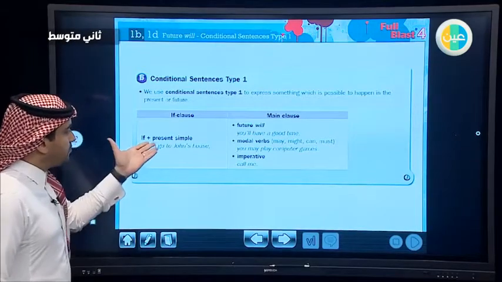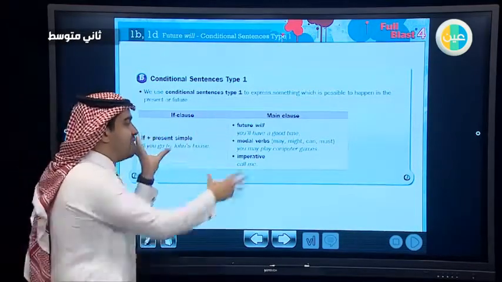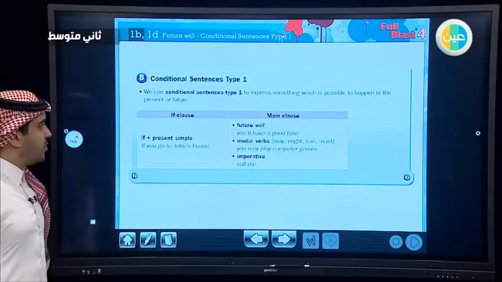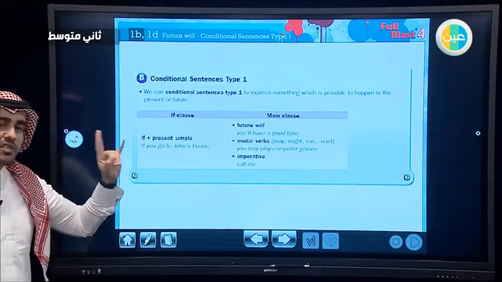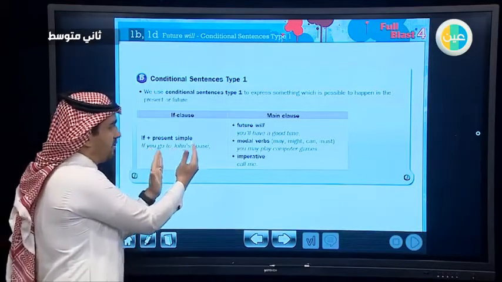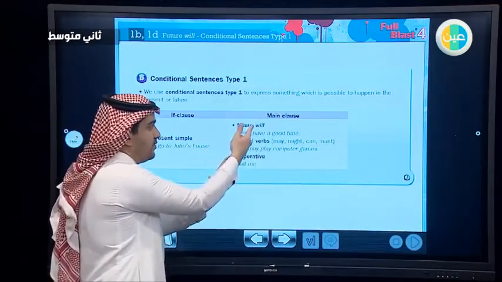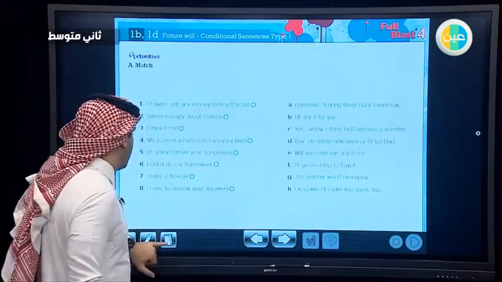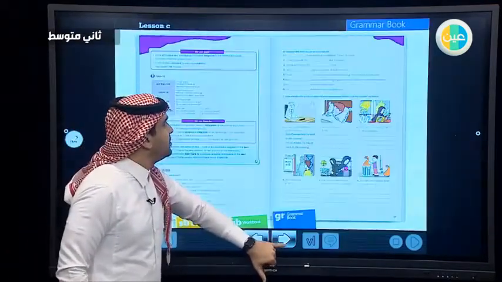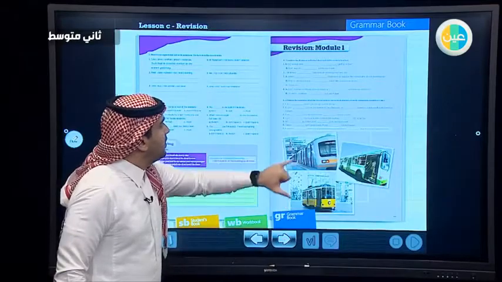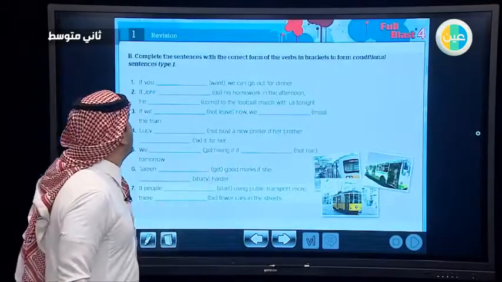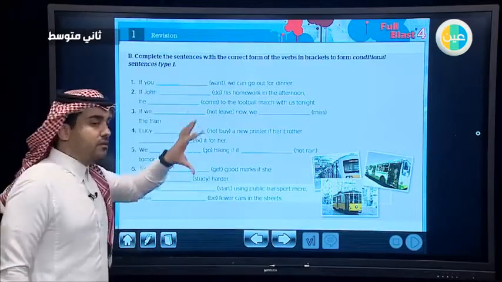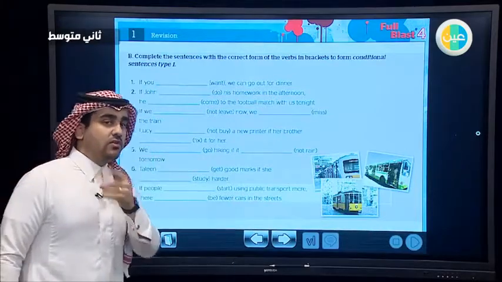So we have an if clause, we have a main clause, and we can also flip those and get rid of the comma. So this is the conditional sentences type 1. Present simple and one of those three: future will, modal verb, or imperative. Now let's go to the exercise in the revision part. So here it is, number 2, or exercise B. We will do some of them, we will not do the whole thing, but you need to do this on your own.